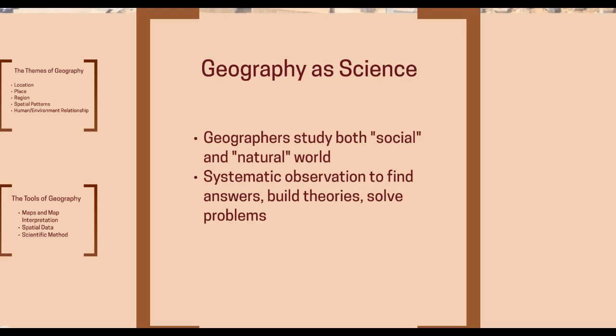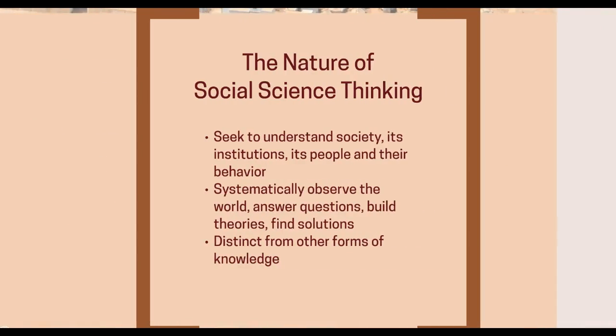What is science? Well, science, as I'll talk about in just a second, is the systematic observation of the world to find answers and to build theories and to solve problems. And over the course of this semester, we'll be looking at those observations and those theories, trying to solve problems that are of particular interest to geographers. And this is, of course, the nature of social science thinking.